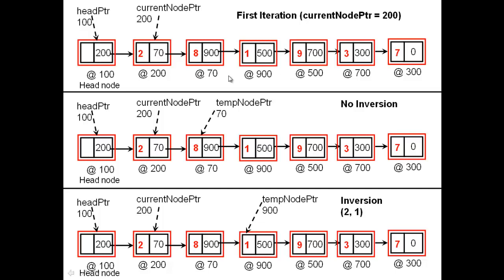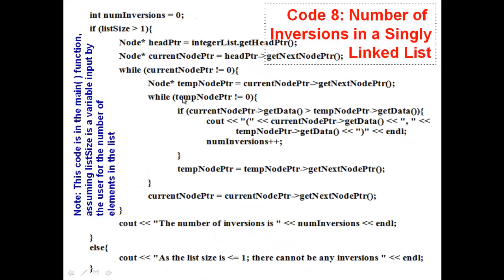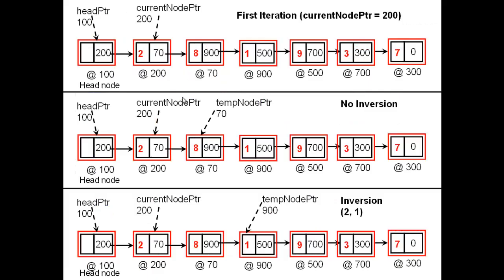Okay, so that's why you have to use this nested loop logic of fixing the current node at one data node, and then moving the temp node pointer all the way to its right, and then move the current node pointer to the next data node, and then move the temp node pointer all the way to its right, to traverse all the nodes to the right of the current node. Okay.